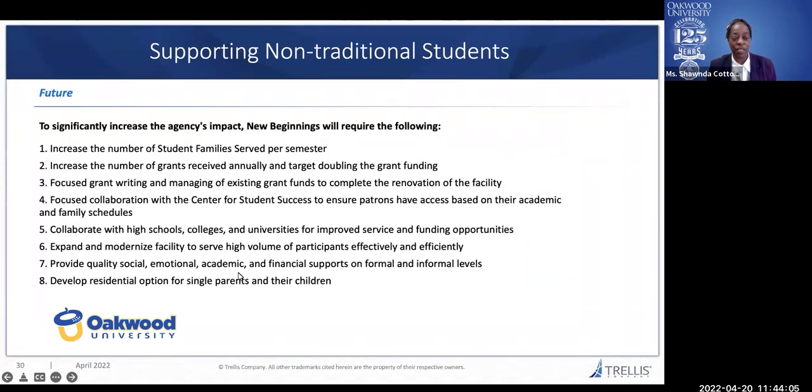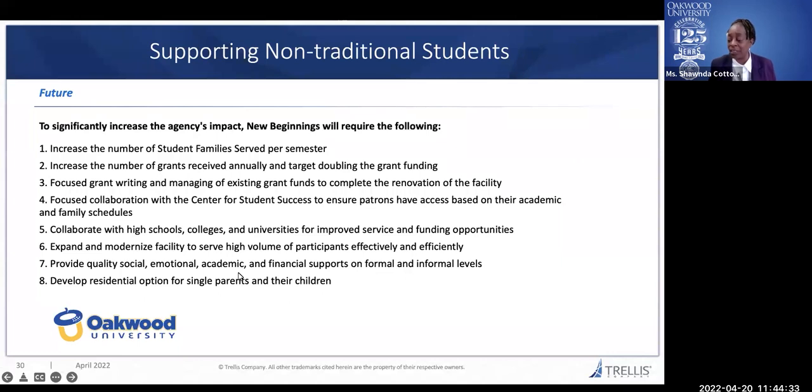And then so you want to significantly increase your agency's impact in the community at large. And so this is the way you do it. Increase the number of students and families that you serve. So the more families and the more funds we can get in New Beginnings, the more number of students that we have. Increase the number of grants annually, target doubling your grant funds. That means write more grants for your non-traditional students.